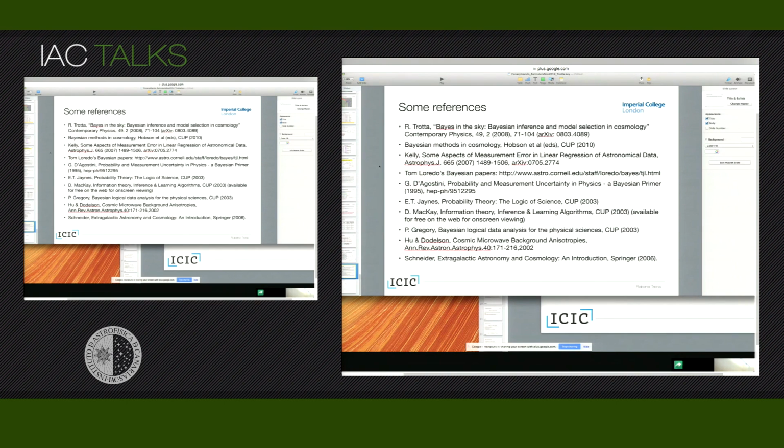Okay, I've got a slide here with references. I'll put it in the PDF that I'm going to share with you. There are some references for Bayesian model comparison: my review article, Brandon Kelly's work, Tom's paper, Giulio D'Agostini's good primer, Phil's book, of course, and so on and so forth. There's plenty of good stuff in here.